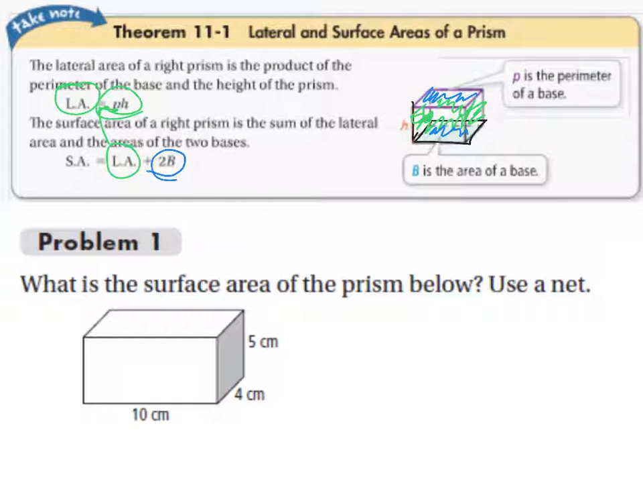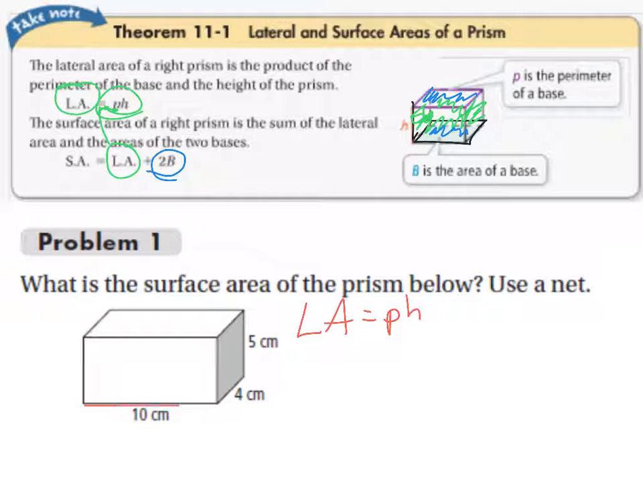In our first example problem here, we want the surface area of this prism below. Now if you'll notice, the top and the bottom are both rectangles, so we would call this a rectangular prism. So how we're going to do that, the first thing we're going to find is our lateral area, which is our perimeter of the base times the height.